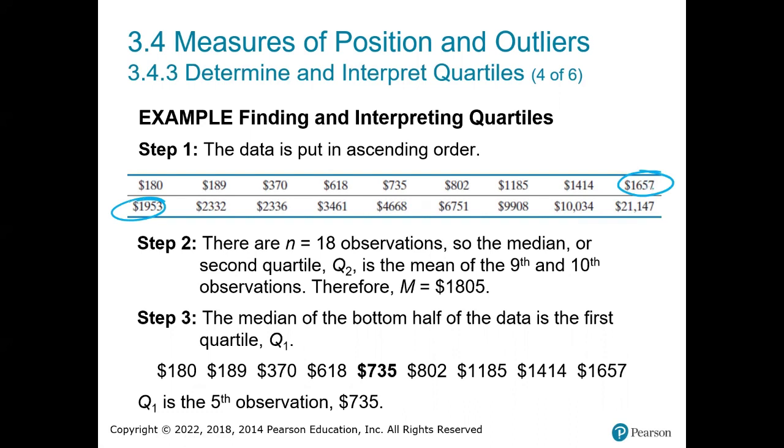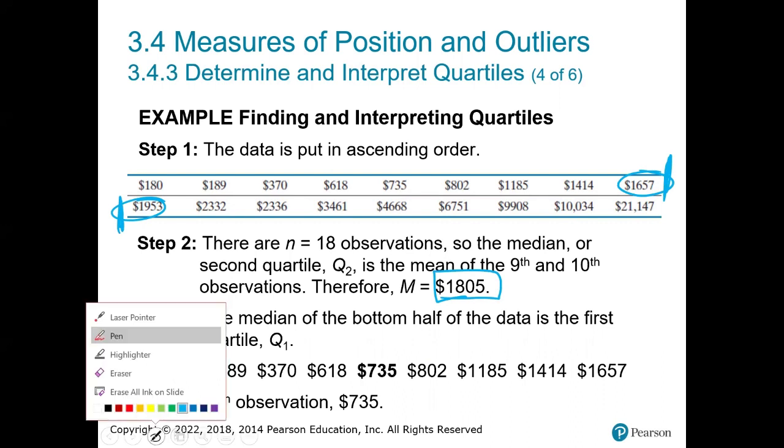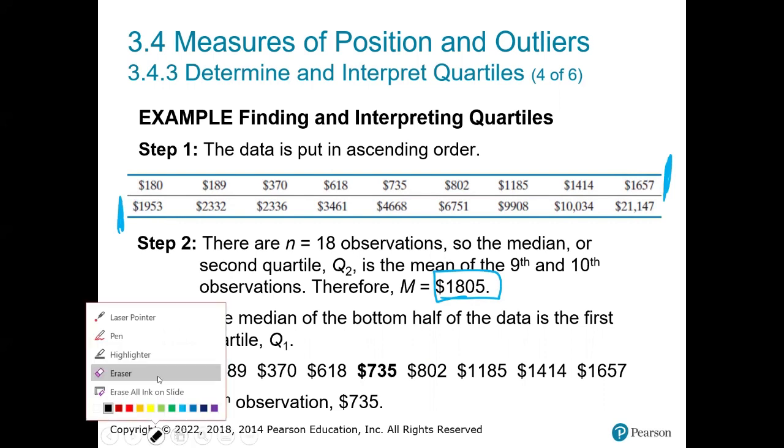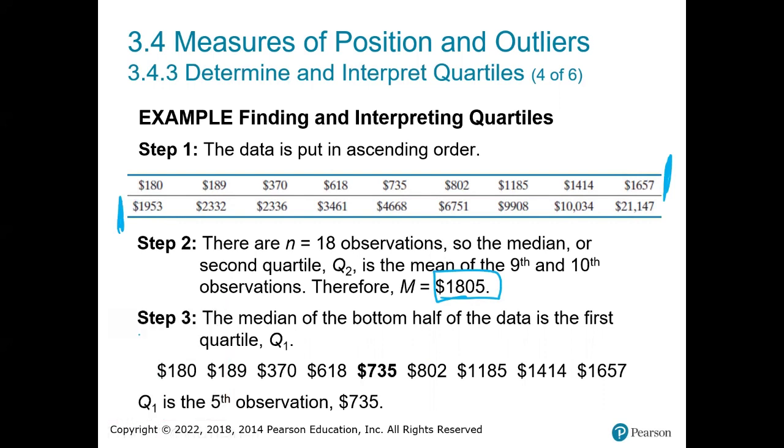If I add 1,657 to 1,953, the median is 1,805. So the median is actually right in the middle there. Once I have found my median, I can then find my Q1 and Q3.